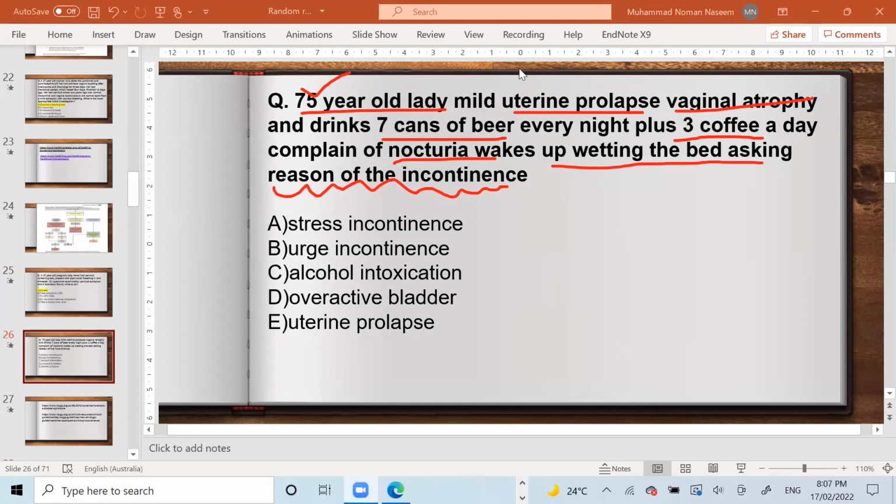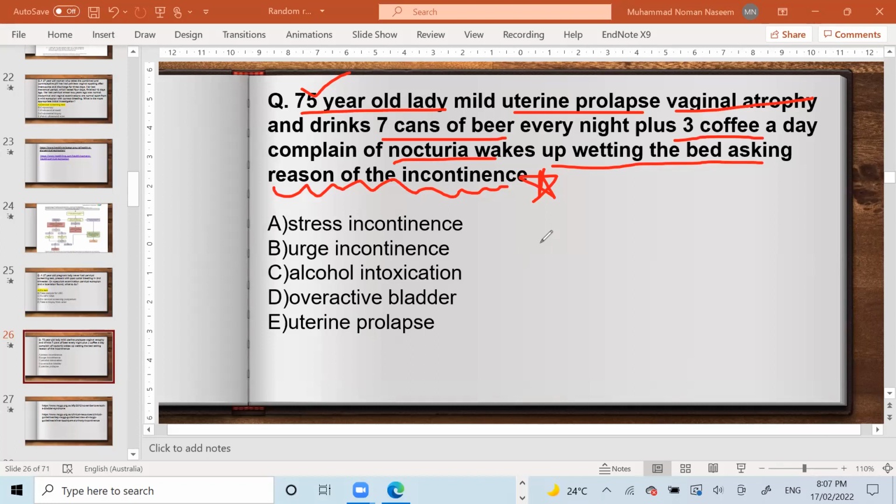Pay attention, they are asking about the reason. AMC loves to play with the words. So they are asking about the reason of the incontinence. Option A, stress incontinence. Option B, urge incontinence. Option C, alcohol intoxication. Option D, overactive bladder. Option E, uterine prolapse. So this is a postmenopausal lady with a mild uterine prolapse and vaginal atrophy.